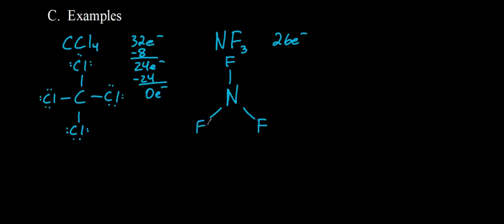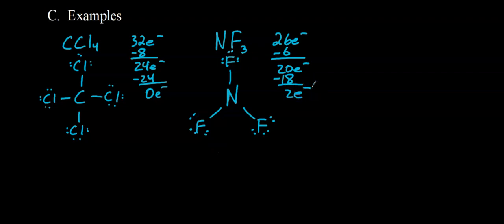Next step, subtract the number of electrons involved in bonding from the total. So we have 3 covalent bonds here in our skeletal structure, 2 electrons per bond. So we're going to subtract 6 from the total. We have 20 leftover electrons. Next step is to distribute those electrons to the bonded atoms first. So let's put 6 on each of the bonded atoms. And how many was that? 6 times 3, that's 18. All right, we still have 2 leftover electrons.